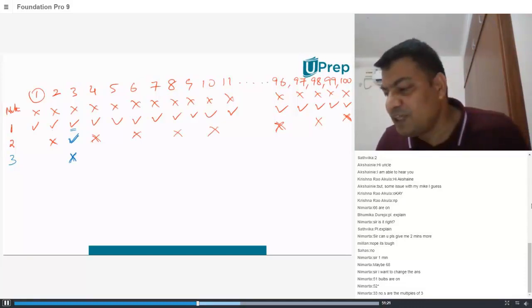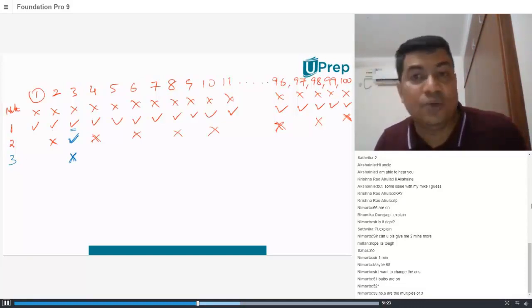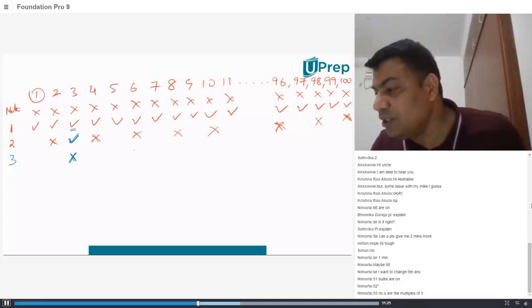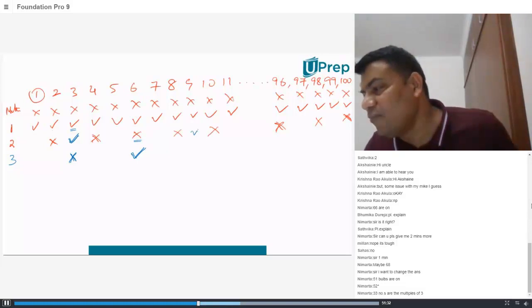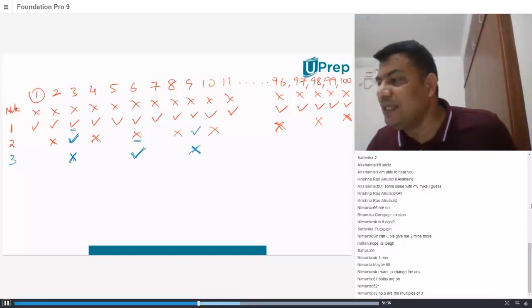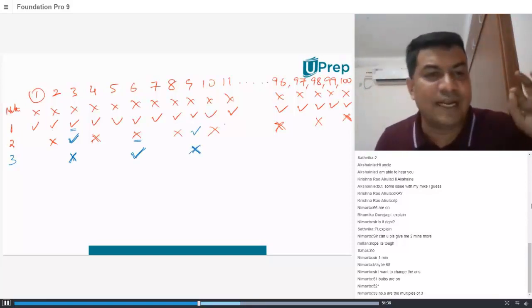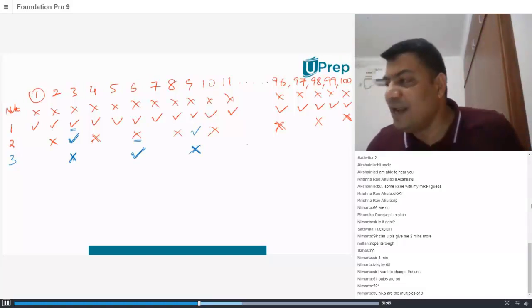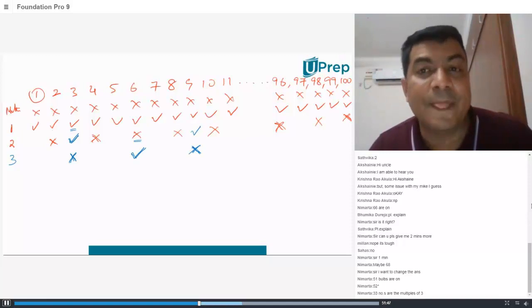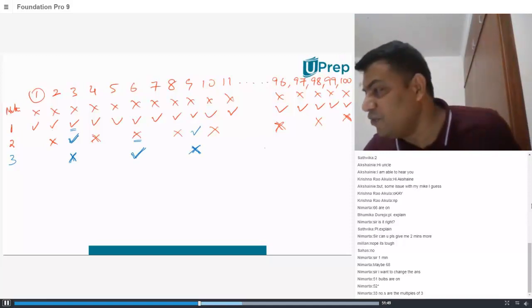Now multiple of 3. Third guy, next: 3 1s are 3, 3 2s are 6. This was off, therefore he's going to switch it on. Next is 9. 9 was on, therefore he's going to switch it off. After 9, what is the next multiple of 3? Next multiple of 3 is 12. So 12, I don't have. 96, is it a multiple of 3? Yes, 96 is a multiple of 3. If it was switched off, he will switch it on.